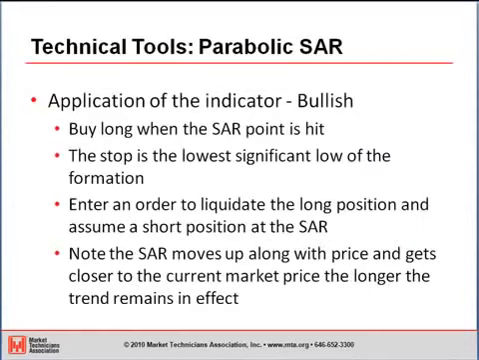To use the indicator in a bullish way is very simple. First of all, you buy long when the reversal point is hit, or you just enter the market long, however you do that. The stop will be the lowest significant low of the formation before your long entry. You will enter an order to liquidate the long position, which will be one stop, and assume a short position, which will be another stop loss order at the same price at the SAR, which means, of course, stop and reverse point. And note that as the trend goes along, that SAR will move up along with price.